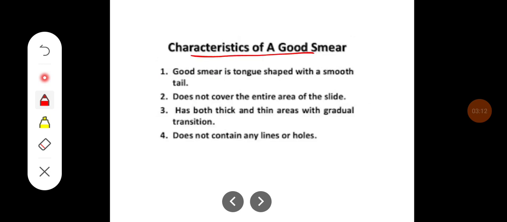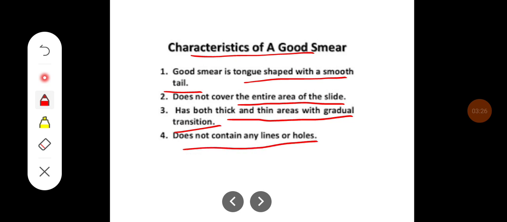So characteristics of a good smear would be, the good smear is tongue shaped with a smooth tail. It does not cover the entire area of the slide. It has both thick and thin areas with a gradual transition. It does not contain any lines or holes, that is any striations or windows.